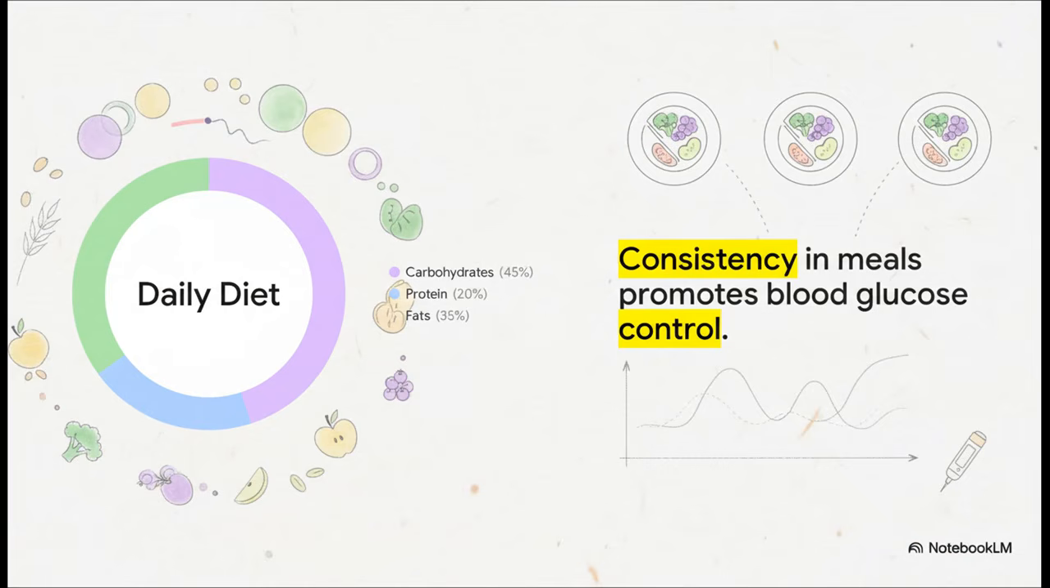This chart is a nice, simple visual for nutrition counseling, but the real magic word here is consistency. Why is that so important? Well, because all those insulins we just talked about are timed to work with food. If a patient's carb intake is all over the place, their blood sugar will be too. Consistency is what makes the entire system work and prevents those wild swings.